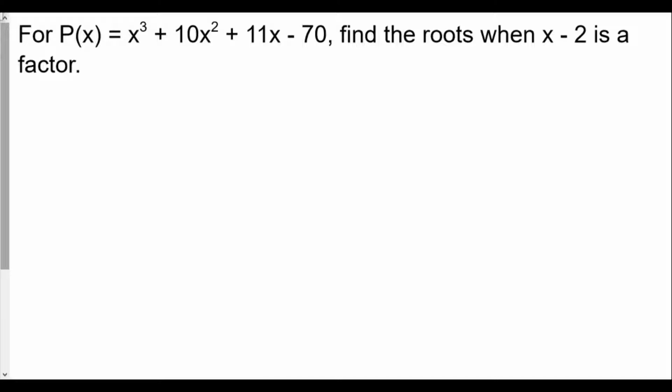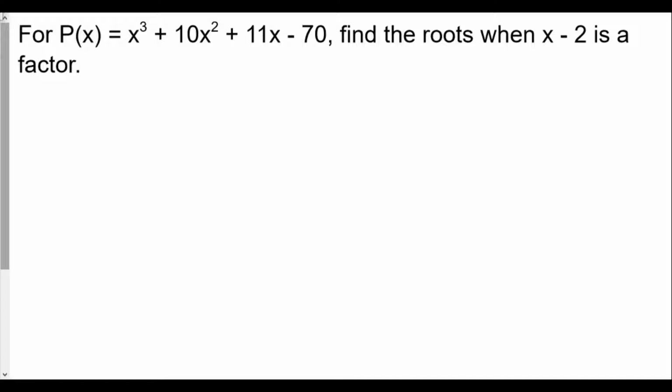So yeah, we learned long division and now we're using synthetic division because it's way easier though. So let's take a look at a possible question we'll see maybe later on. For p of x equals x cubed plus 10x squared plus 11x minus 70, find the roots when x minus 2 is a factor.